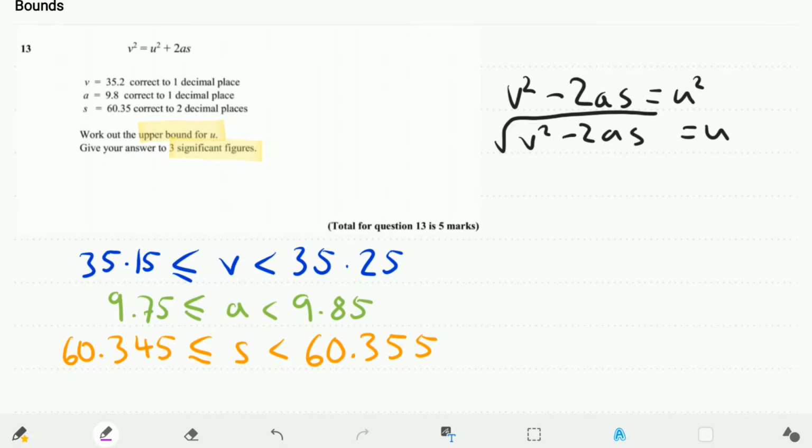All right, so what we're trying to do is we're trying to maximize V squared and we're trying to minimize 2AS. Let's see how we can do that.